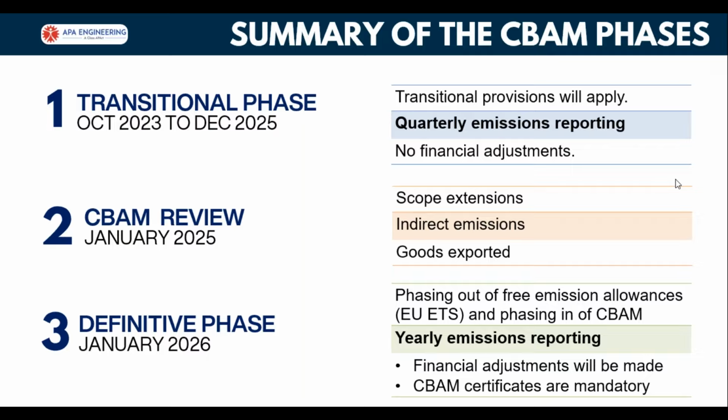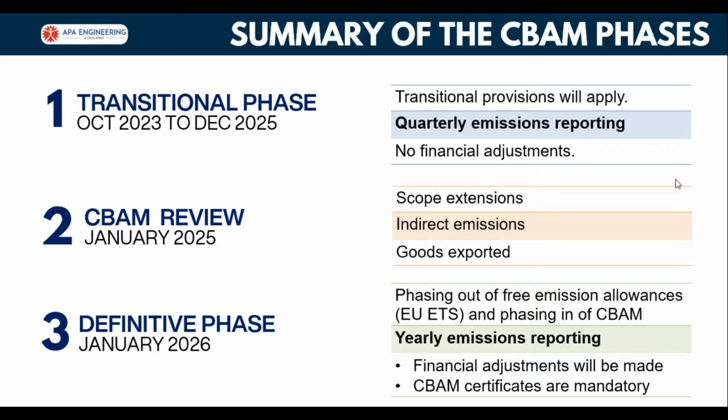During the transitional period, there are certain provisions given by the EU, which we will cover in later sections. During the transitional phase, all of us are supposed to submit quarterly emissions reports. And the good thing for now is that there are no financial adjustments. During the review period, which begins in January 2025, you're going to have some scope extensions, because right now CBAM covers only 6 sectors. That scope will be extended, and they will also look into how to include indirect emissions as well, and what about the goods that are being exported.